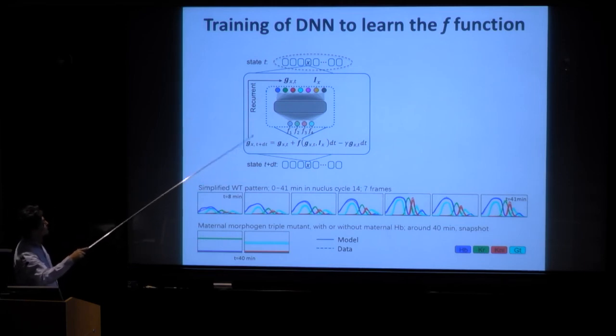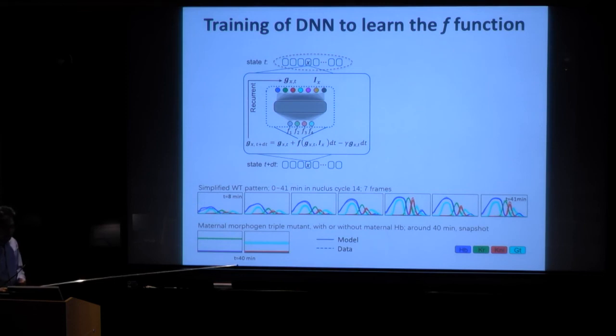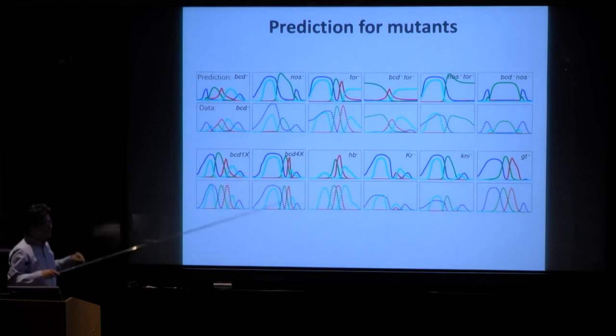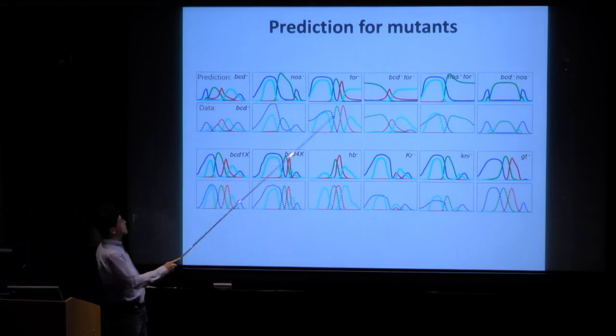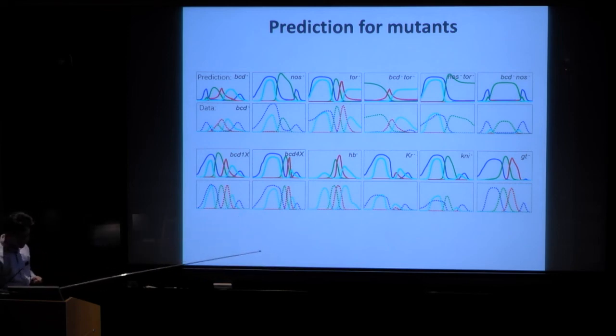You train the F function. Training is also very fast. You can fit the training data, which has 7 frames of the dynamics. We just use essentially wild type to train it. And then it can predict, or postdict, right? Many, many mutant patterns from the literature. After training, you can compare and predict all these mutants.